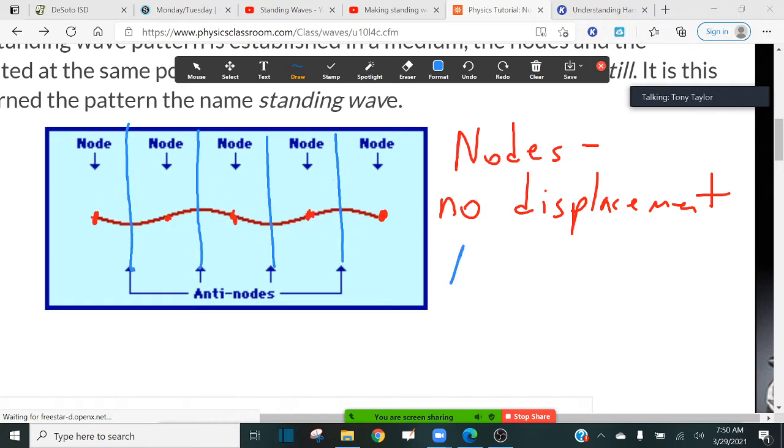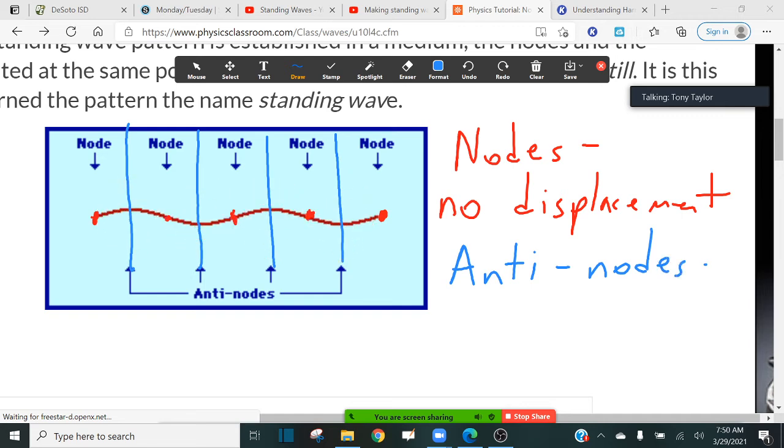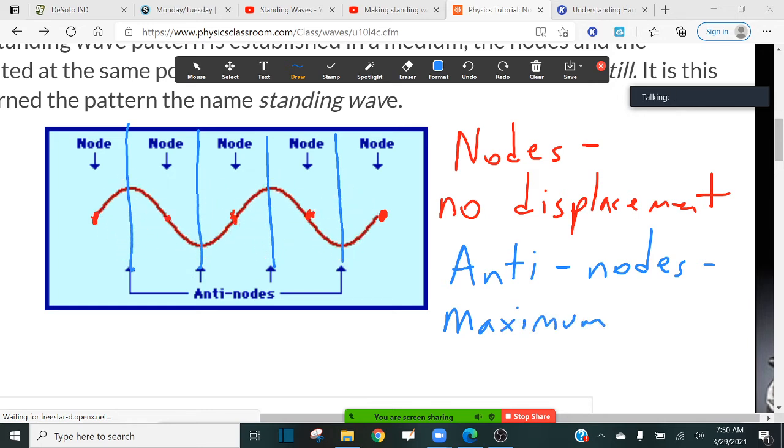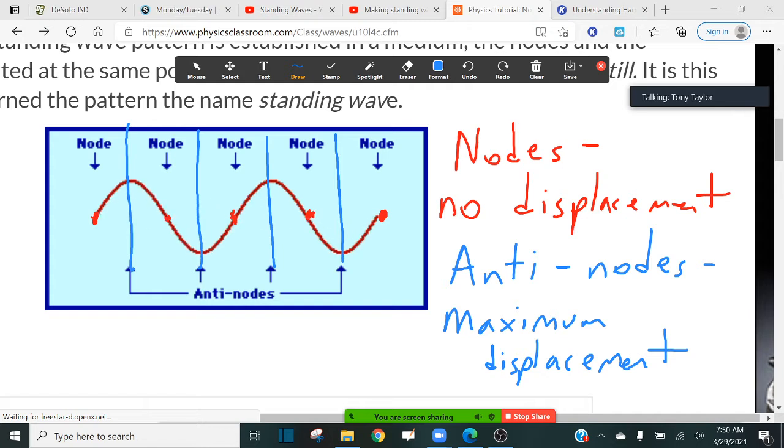So I'm going to write that down. The antinodes, those are the spots where our wave is moving. In other words, where our string is moving. So antinodes are the points of maximum displacement. Okay, so everybody got that? The definition of nodes are the points of no displacement, and antinodes are the points of maximum displacement.